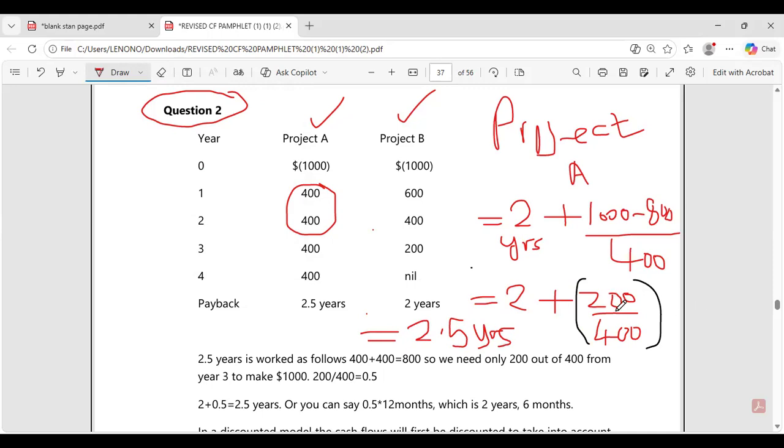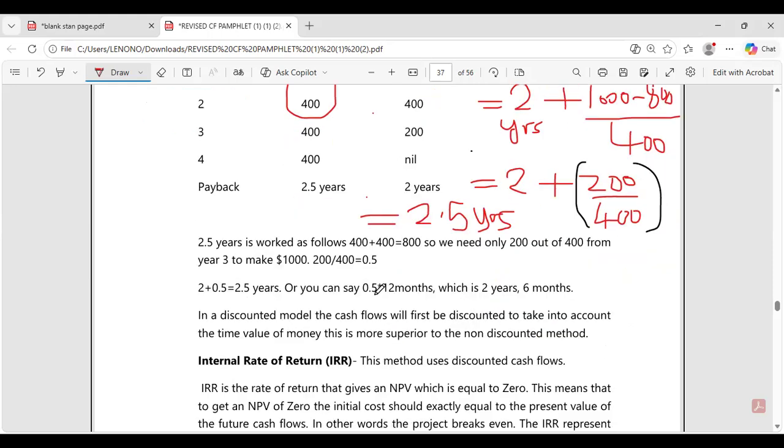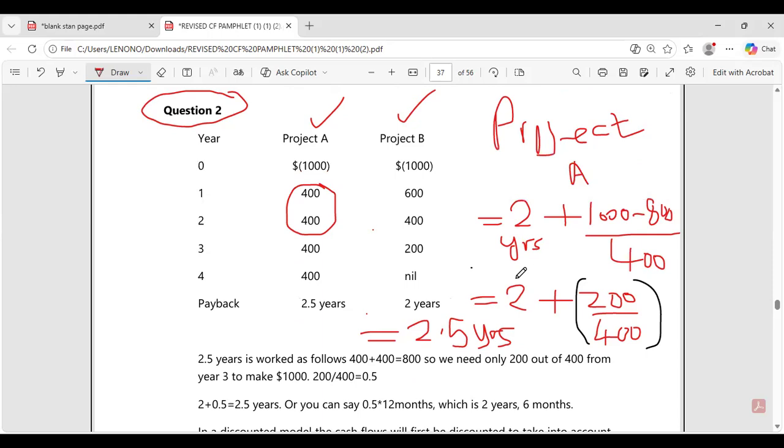So this 200, we recover it from the 400. So it's 2.5 years. This is how they found the 2.5 years payback for project A. Then that of project B, it is exactly 2 years without the remainder. So project B has a shorter payback.